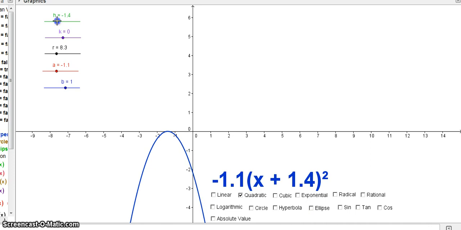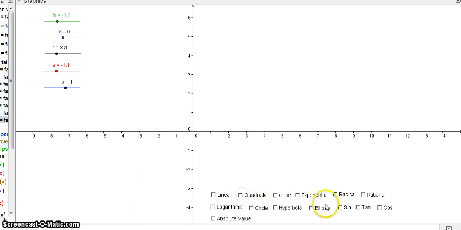One of the tricks about moving the graph to the left is to recognize that with a plus sign after the x, what you're really doing is subtracting a negative. This is really minus negative 1.4. The number here isn't 1.4, it's negative 1.4. That's why the graph is over here on the negative side. It's backwards of what you might expect it to be. And so you just have to be aware of that fact.